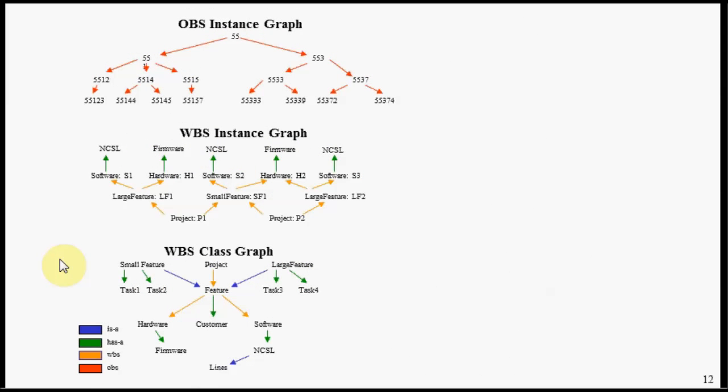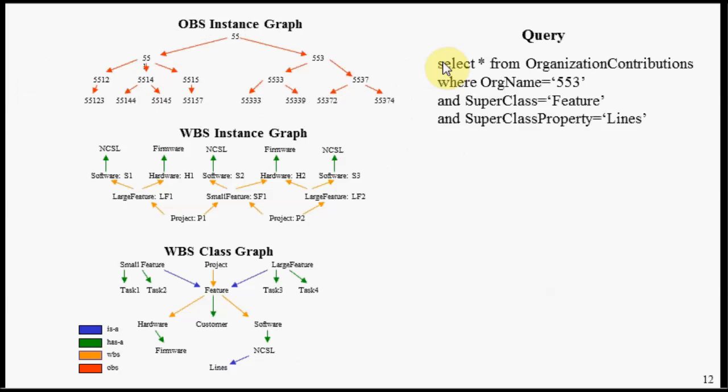Rather than show you a complex select statement, doing a join of the associated tables with each of these graphs, what I'm going to show you instead is a select statement that utilizes a view definition that hides all of the detail. And so what we see is select star from organization contributions, where the organization name is 553, where something called a superclass is this notion of a feature, and superclass property is lines. We want to know how many lines for each feature for the people working in organization 553.